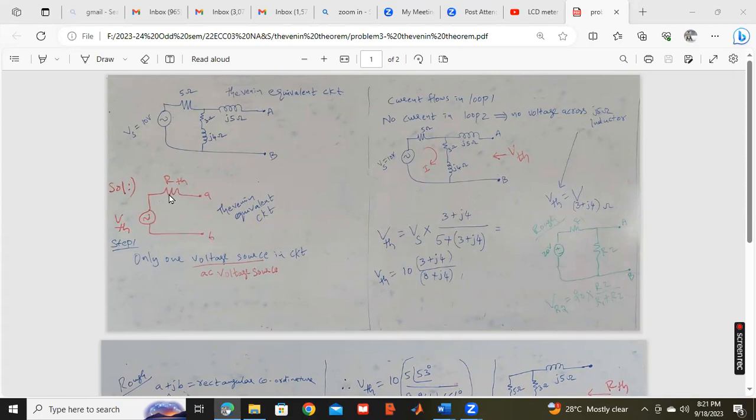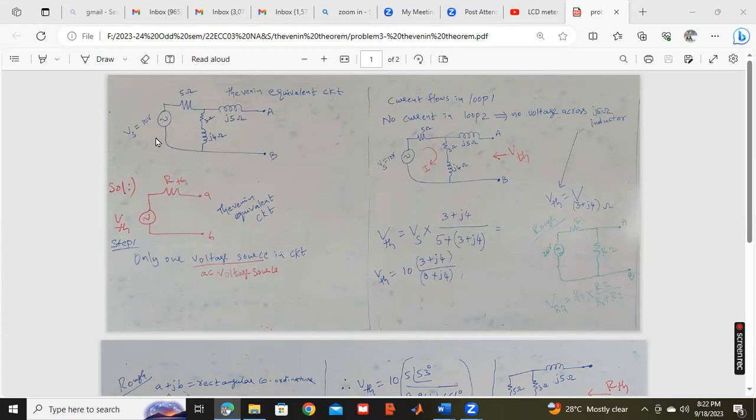In previous problems, we came across DC voltage. Now this sinusoidal symbol is there, which is an AC type of voltage. So this complete circuit, we have to make it a single voltage and single resistance. This is the Thevenin equivalent circuit. A, B are the points.